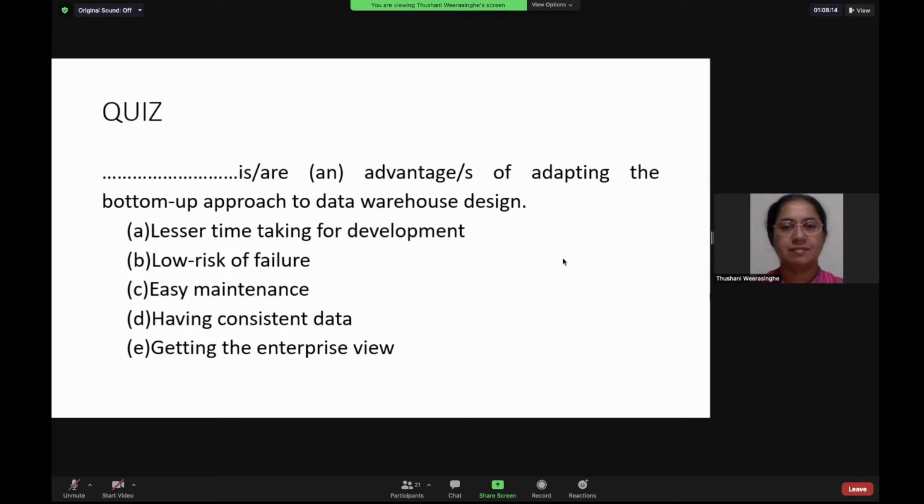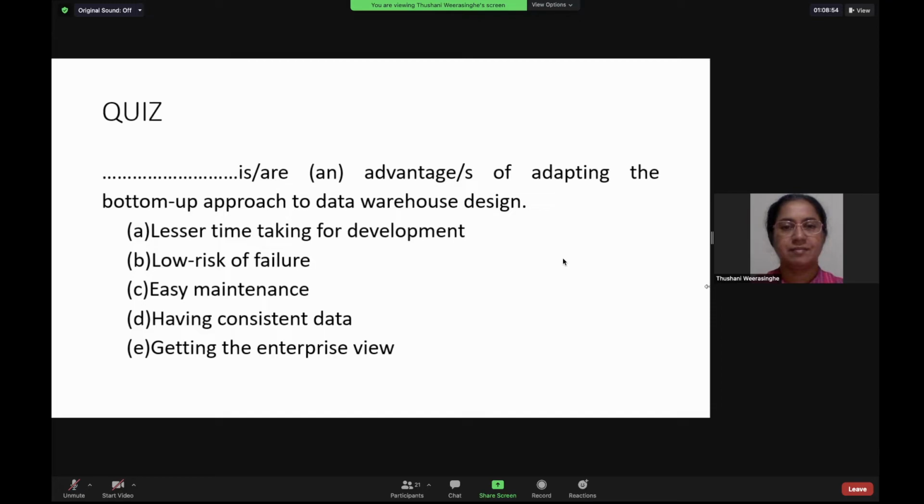Okay, now I am going to give you the answer. Yes, most of you have written one answer correct. Yes, A. A is correct. Yes, all of your answers are correct regarding A. And then some of you have written D. D is about having consistent data. And then the other one, some of you have written C as a correct answer. Easy maintenance. Maintenance is easy. How can you say that?